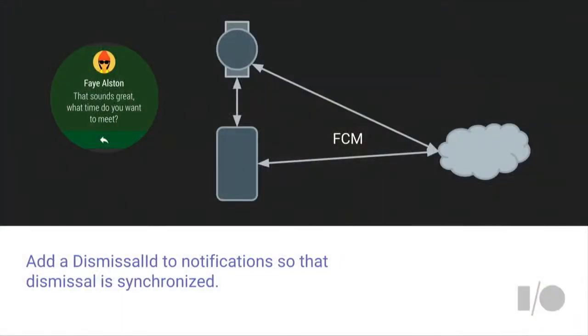So now let's start thinking about how to make this app work really well when you've got your phone. We're going to coordinate dismissal by sending a notification ID inside the FCM payload for each of our messages from FCM. And then we'll add the notification ID as a dismissal ID to both the phone and the watch notifications. So then when I swipe away a notification on one, it will swipe away on both.